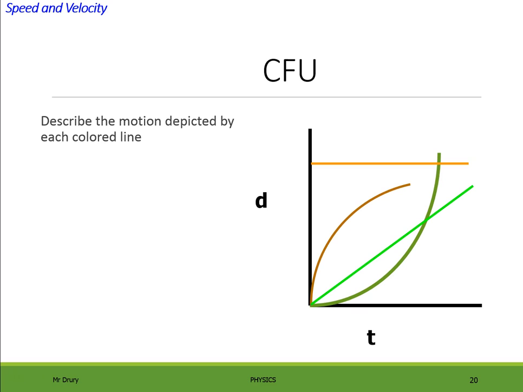Let's see if you understand what's going on. A little self-test for yourself. All right. There are 4 different lines drawn there. Take a moment, pause the video, and see if you can determine which line depicts what type of motion.